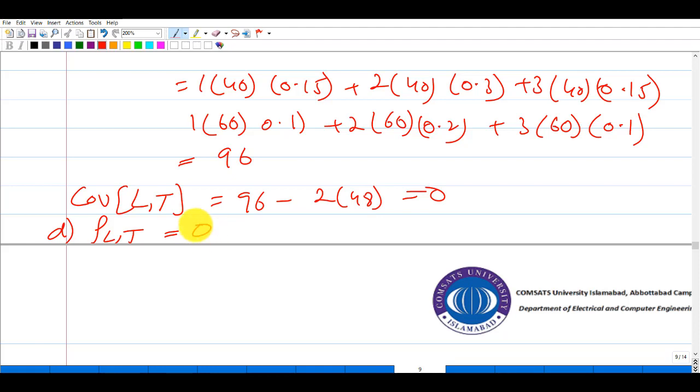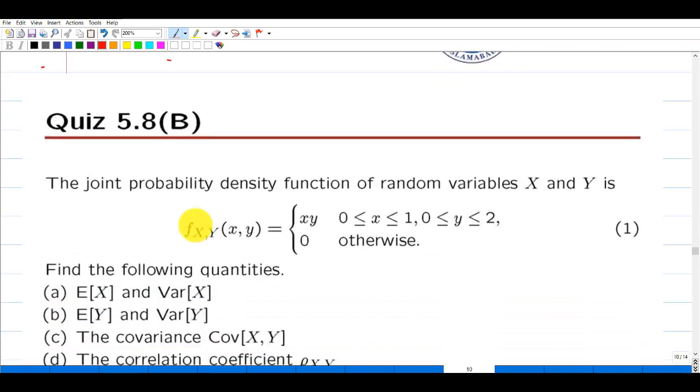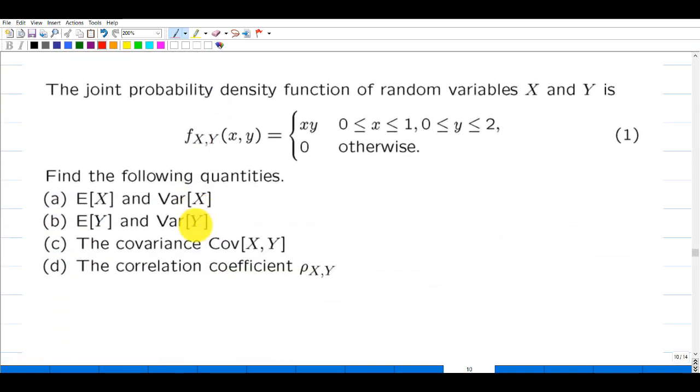The second part of this problem is for the continuous random variable. We have been given the joint PDF of random variables x and y. So we have to find the expected value of x and variance of x and all those parameters that we have done for part A.